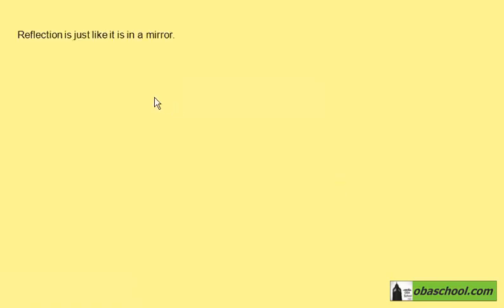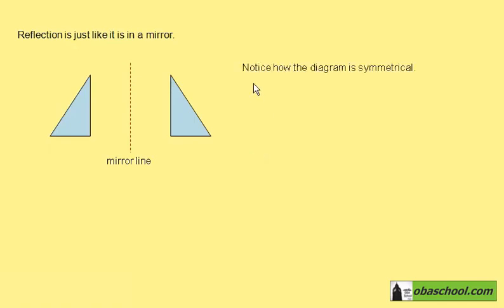Reflection. Reflection is just like it is in a mirror. Let's suppose we have this triangle, and this is our mirror line. When we draw the reflection, it's here. Notice how the diagram is symmetrical.